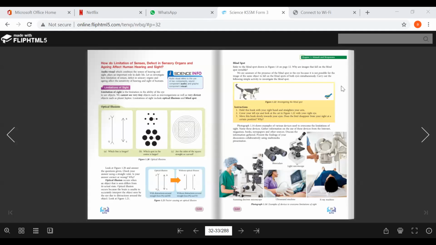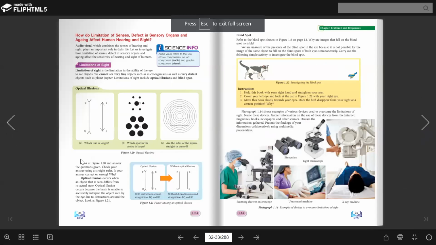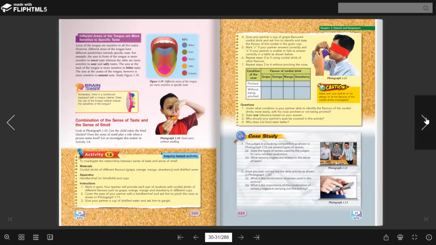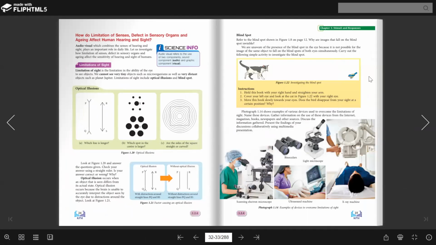Okay, guys, next we are going to continue the lesson. Let me make it bigger. Some of you do not understand a few subtopics we have learned, so maybe I should teach you a little bit about this. The first one is about limitation of sight. There are a few examples of limitation of sight. The first one is optical illusion, and the last one is blind spot. So this is the example.